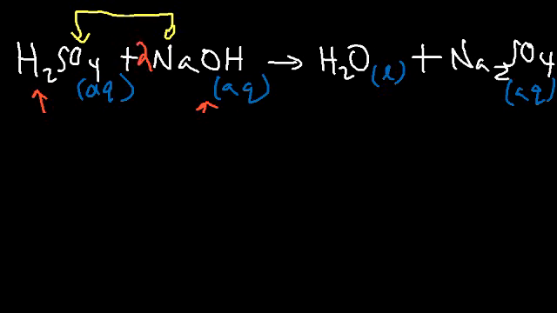NaOH. Now notice that we have 2 hydrogen ions and 2 hydroxide ions. That's going to make 2 water molecules. So let's put a 2 in front of H2O. And at this point, the reaction is balanced.